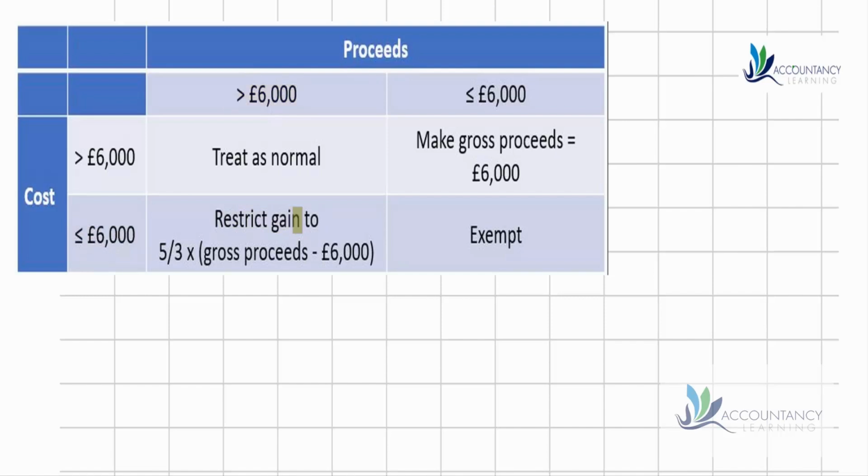So in this case, we sold a painting for 10,400. Our sales proceeds exceed the 6,000, and we bought the painting for 7,200, which also exceeds the 6,000. So we're going to treat this painting as normal.